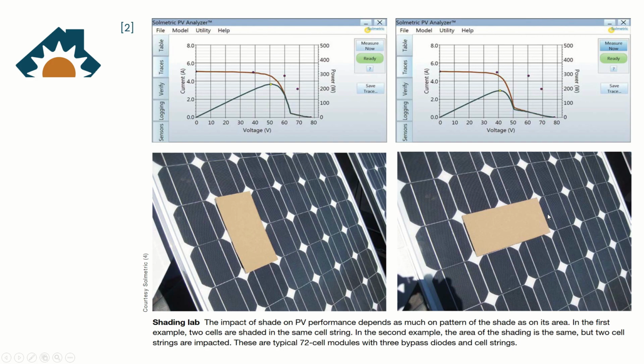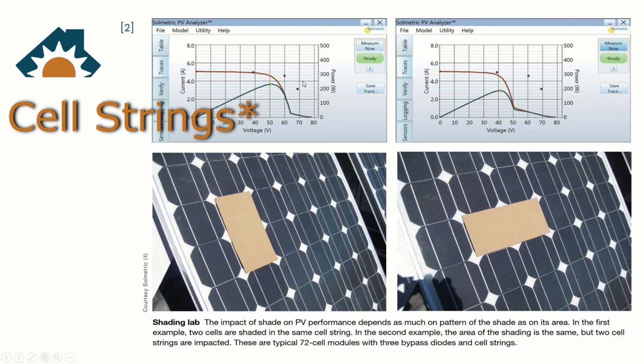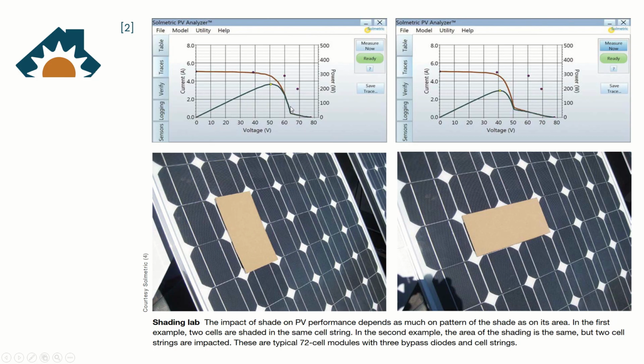The first pattern is shading two cells that are shaded in the same string. The second is the same pattern, but shading spans a single cell on two different strings. And you can see that the shading spanning multiple strings has a greater impact on the reduction of power.